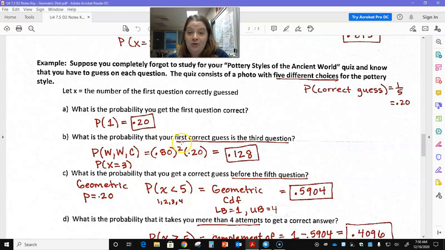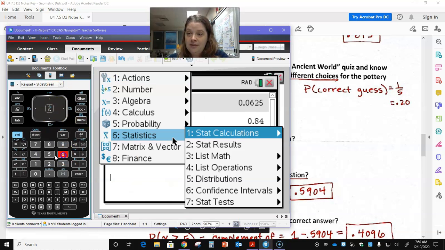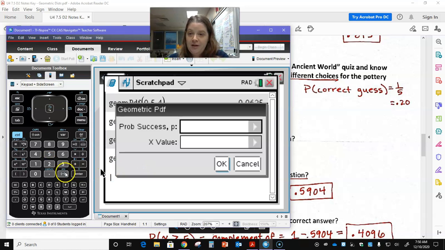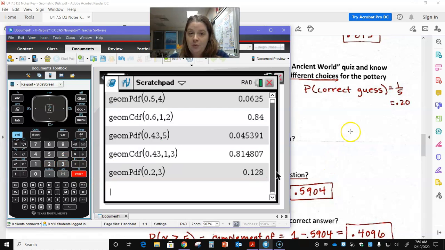What's the probability that your first correct guess was the third question? You could do this by hand and say failure, I got it wrong, failure, I got it wrong, my first correct guess is the third one. Wrong, wrong, right. 0.128. Or you could use the geometric PDF: menu, statistics, distributions, geometric PDF. Probability of success is 20%, and the third question is the first one correct: 0.128.